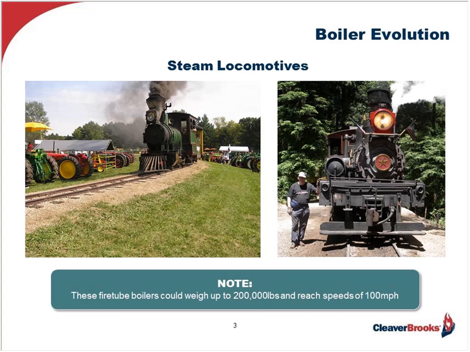These babies weighed as much as 200,000 pounds. Yeah, that's 100 tons. These coal-fired or wood-fired beasts of burden could reach speeds of over 100 miles per hour while trailing fuel and water and freight and, of course, passenger cars.